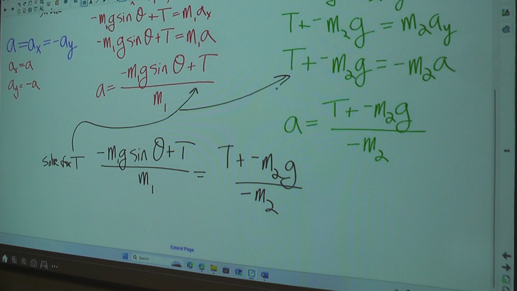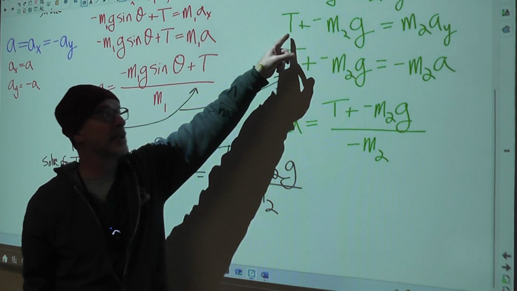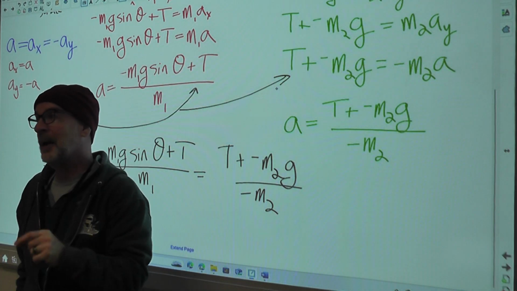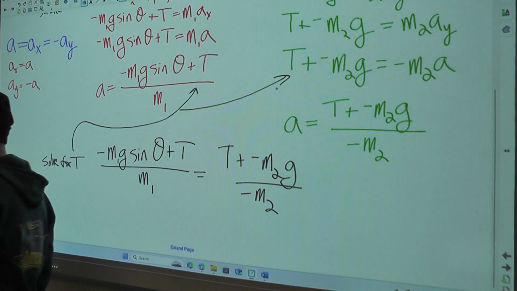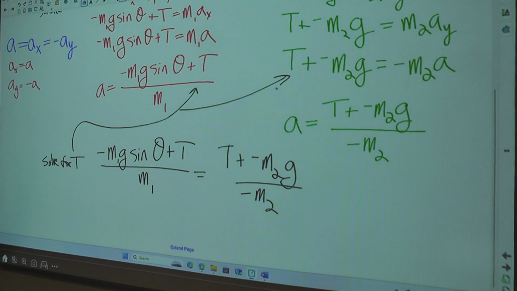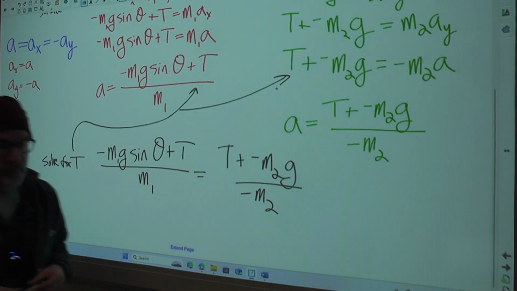The easier way to do it would be to just subtract this equation from this one. That will get rid of t. And then you solve the resulting equation for a, and you're done in fewer steps. But you'll get the same answer either way, okay?